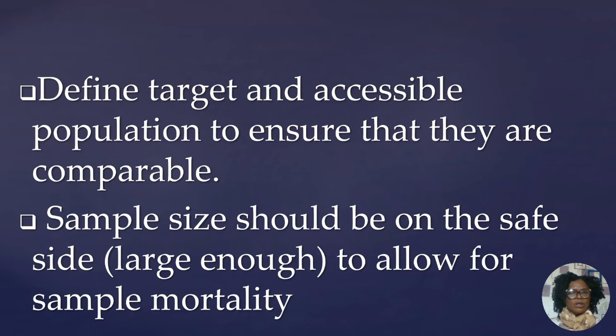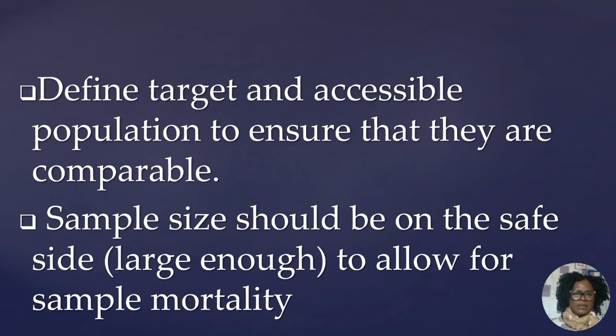So you don't just say I have a population of lions, or a population of teachers, or a population of vice chancellors. You have to define your target. Is it in Nigeria? Is it in Africa? Is it in West Africa? Is it in a particular state? Is it in a particular ethnic group? Is it in a particular this or a particular that? You also have to define your accessible population. You have to narrow it and be specific so people know where you are working and where your generalization can cover. This is meant to ensure that they are comparable.